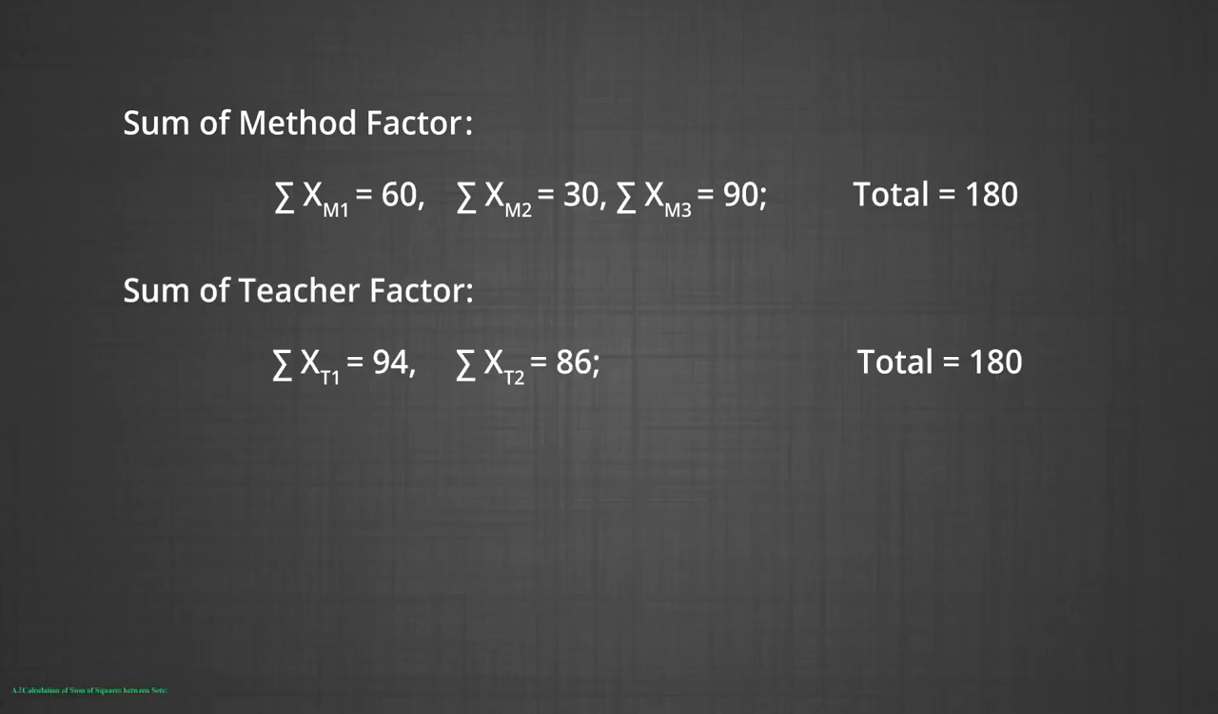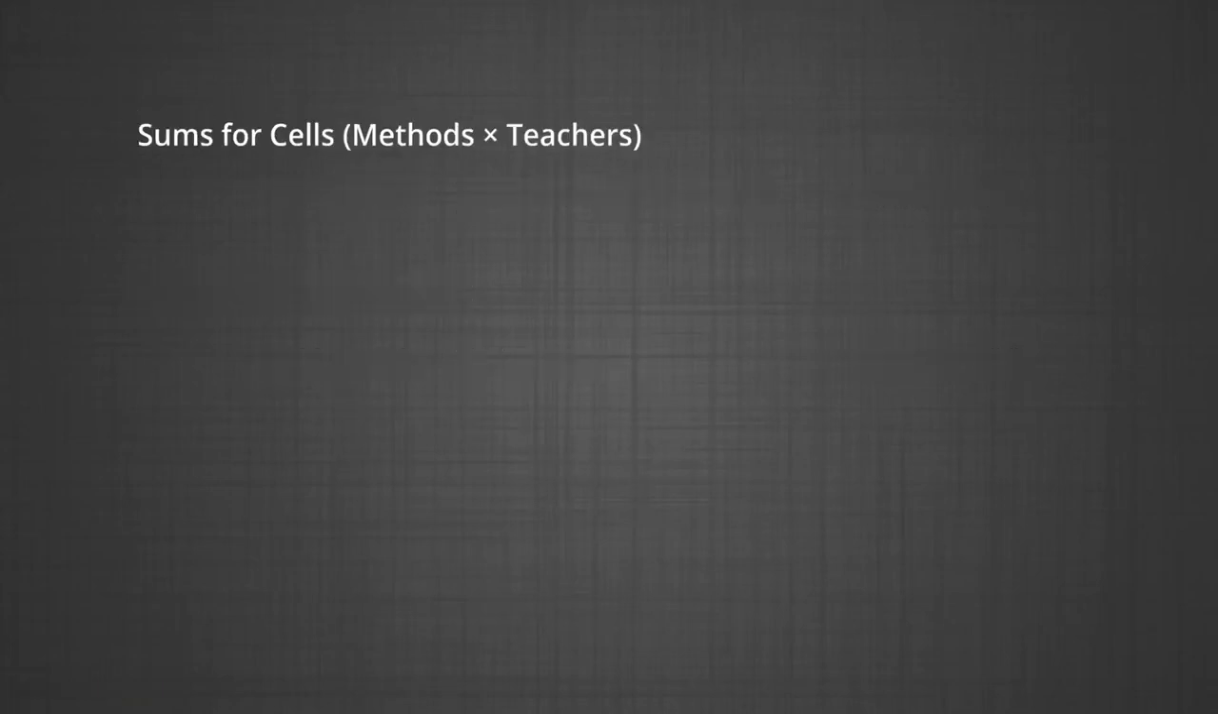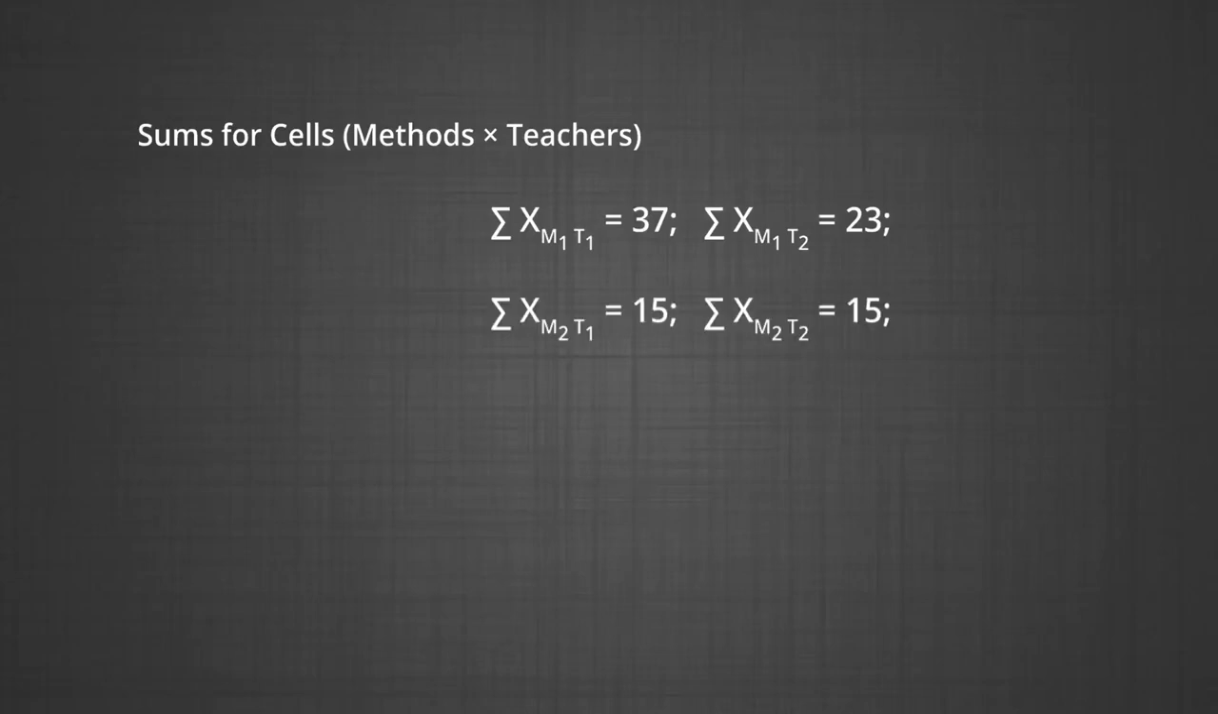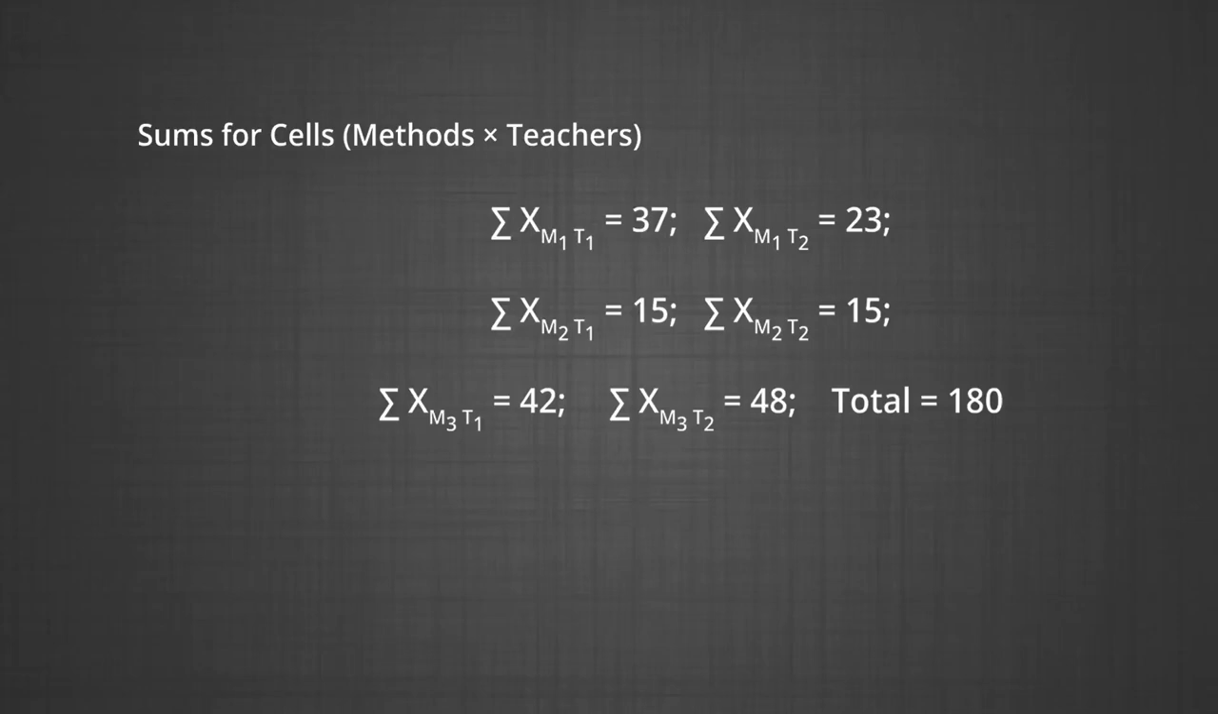Sum of teacher factors: sigma X T1 is equal to 94, sigma X T2 is equal to 86, and total is 180. And then you come to the sum of cells, that is the interaction, method times teacher: sigma X M1T1 is equal to 37, sigma X M1T2 is equal to 23, sigma X M2T1 is equal to 15, sigma X M2T2 is equal to 15, sigma X M3T1 is equal to 42, sigma X M3T2 is equal to 48. The total for this section is 180. This gives me the sum of cells for the interaction, method times teacher.